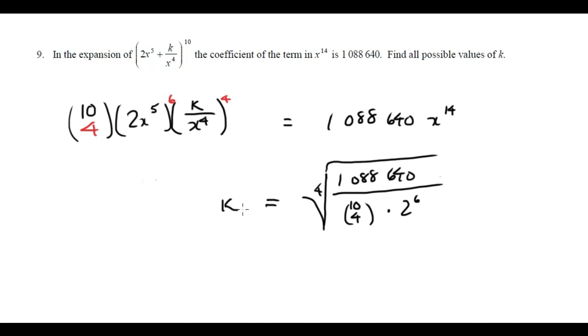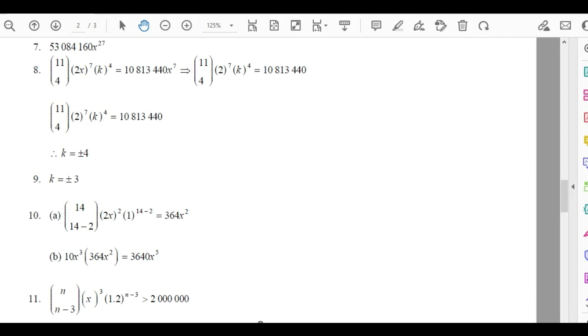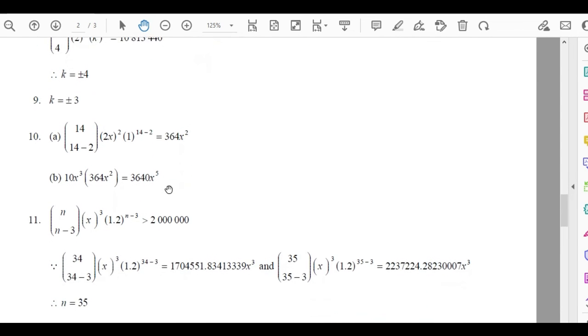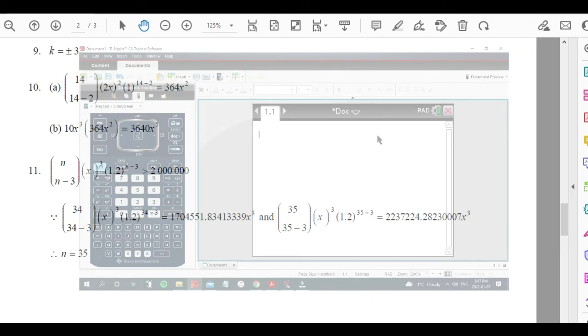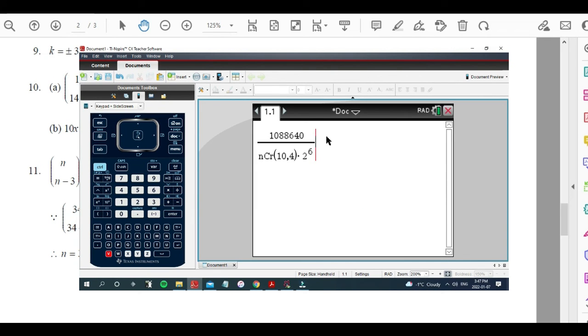So k is going to be, in a nice big bright red, plus or minus the 4th root of that mess, which apparently should be plus or minus 3, and since that is in our answer key, I'll let you confirm that that is indeed correct. Excuse me. That is indeed correct. You can check that on your TI Inspire.